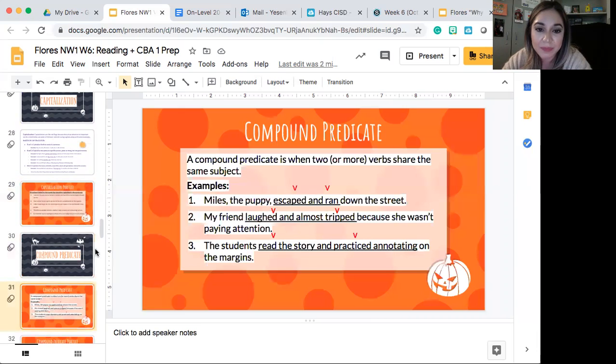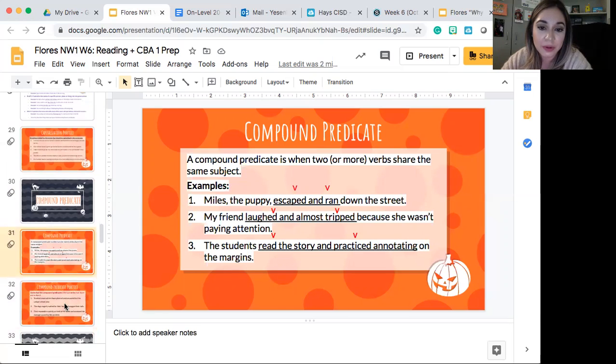Compound predicate. A compound predicate is when 2 or more verbs share the same subject. For example, Miles the puppy escaped and ran down the street. Now, verbs are actions or things that the subject is doing. In this case, the subject is Miles, and what he's doing, the verbs, are he escaped and he ran. Another example: My friend laughed and almost tripped because she wasn't paying attention. My friend is the subject, and the verbs are laughed and tripped.